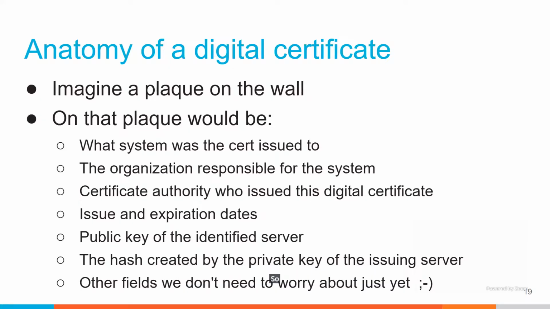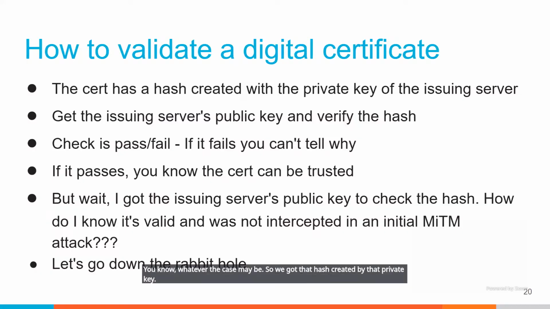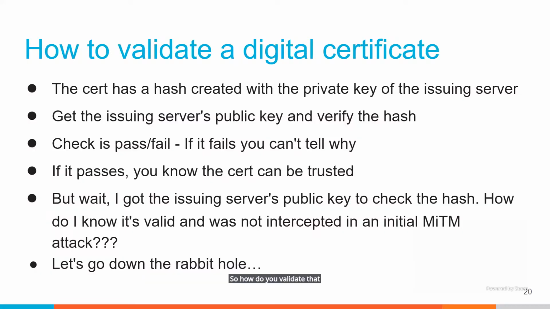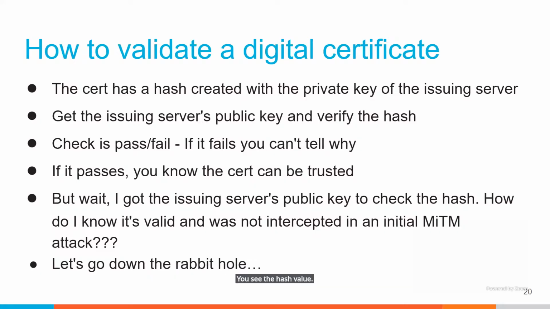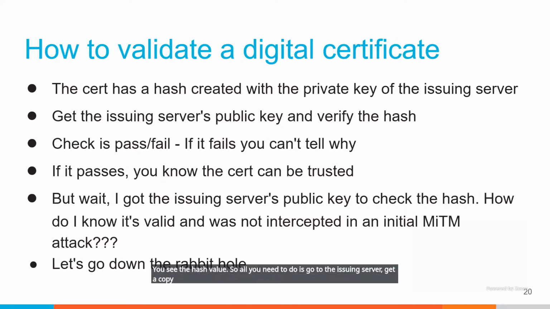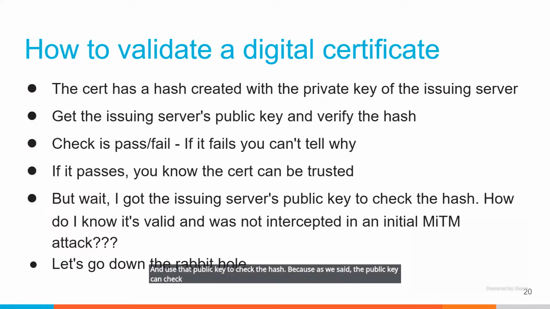So there's a method available to validate: is this digital certificate okay? Did anybody try and change it? Whatever the case may be. So we've got that hash created by that private key. How do you validate that digital certificate? Well, you see who issued the digital certificate. That's right there. You see the hash value. So all you need to do is go to the issuing server, get a copy of its public key, and use that public key to check the hash. Because as we said, the public key can check the hash created by the private key. Once you check the hash, you know everything's okay.